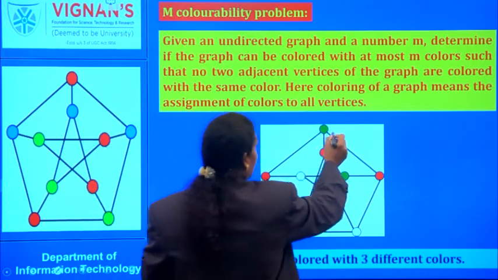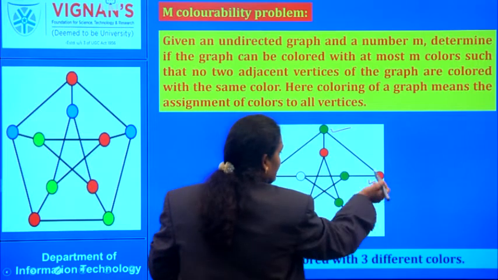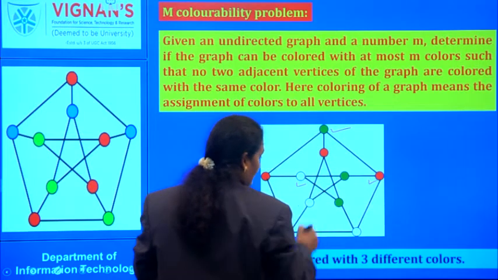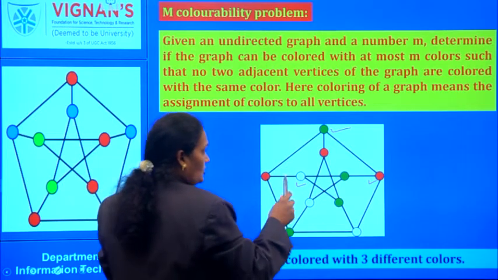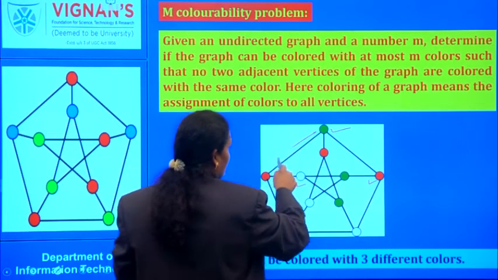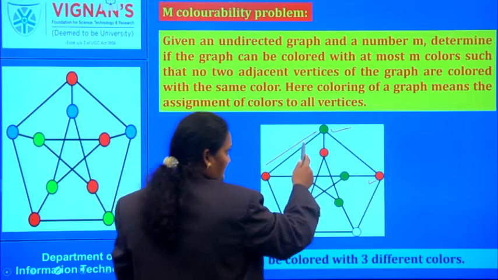Here we are considering green. This is one color, red is another color, and white is another color. You can observe any two adjacent vertices have no same color. These two are adjacent vertices which are having different colors.